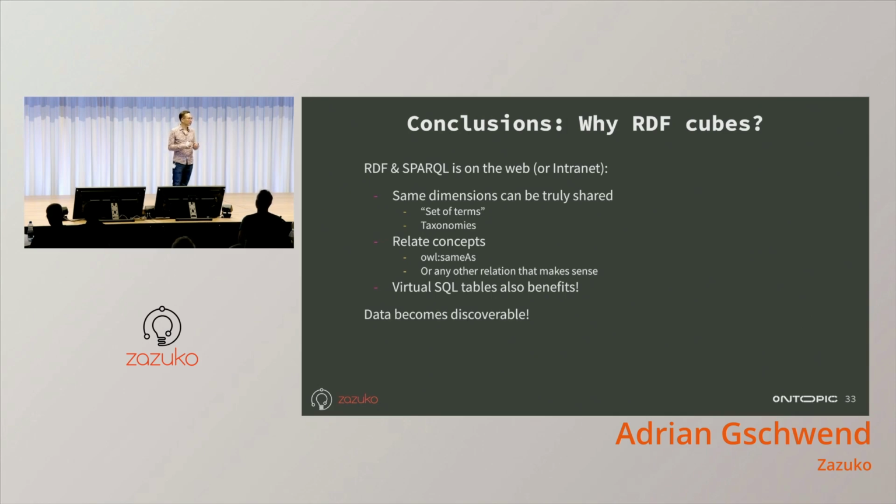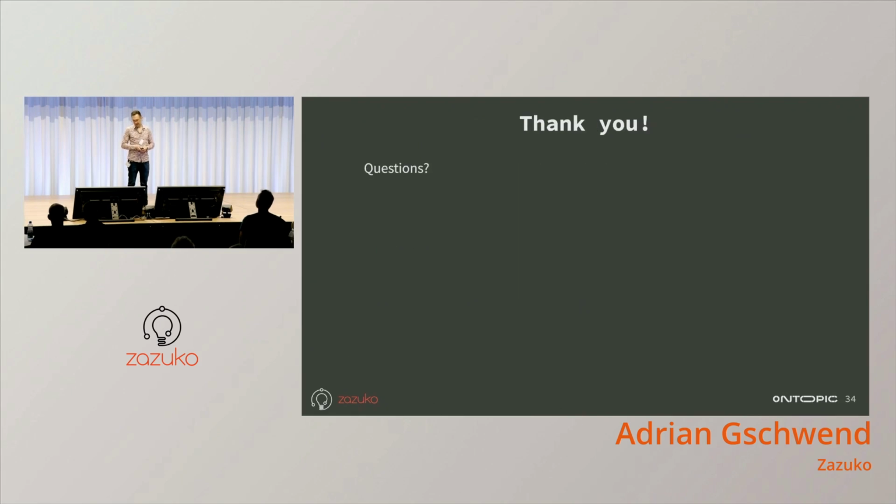We just have a discussion to extend the model right now to describe in which range a value is, you know, how accurate is the result we have in there. We can describe that semantically. And again, virtual SQL tables will benefit from all this work to do, and data becomes more discoverable. And I think that's it.